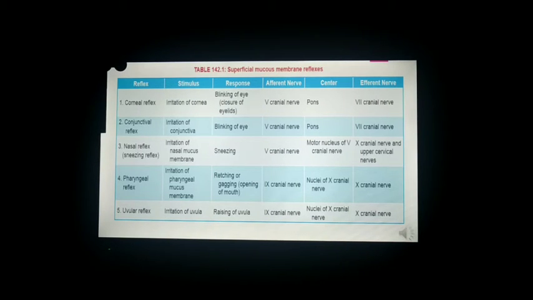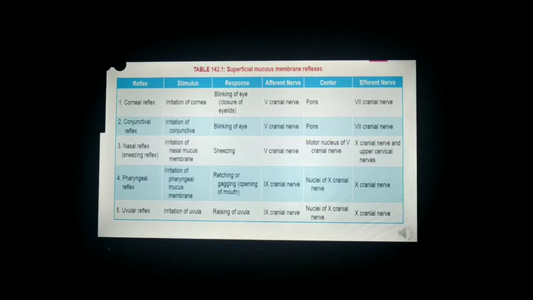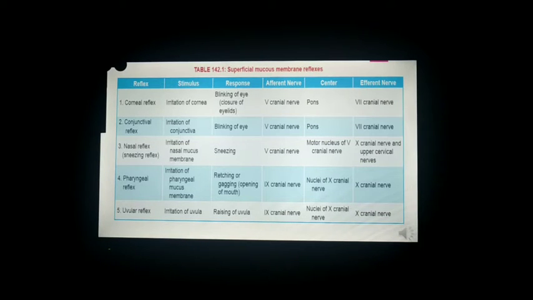So these are the superficial mucous membrane reflexes. First one is the corneal reflex. The stimulus is irritation of the cornea and the response is blinking of eye. Then second one is conjunctival reflex, irritation of conjunctiva. Response is also same, blinking of eye.